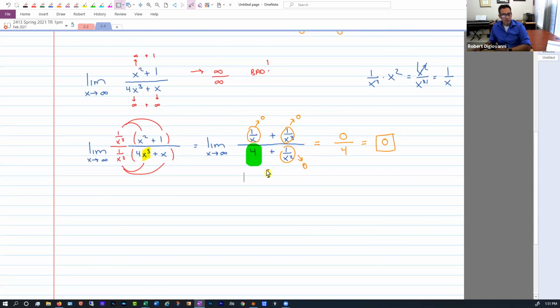Okay. We keep going. Limit as x goes to infinity of x squared plus 1 over 3 minus x. Excuse me. Cody, where's the numerator headed?